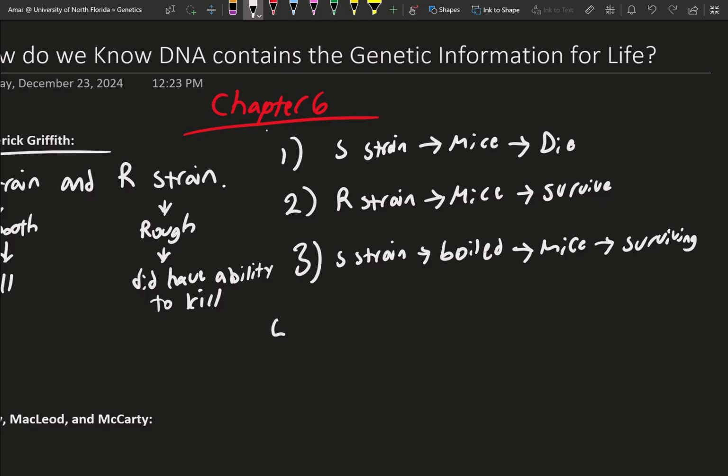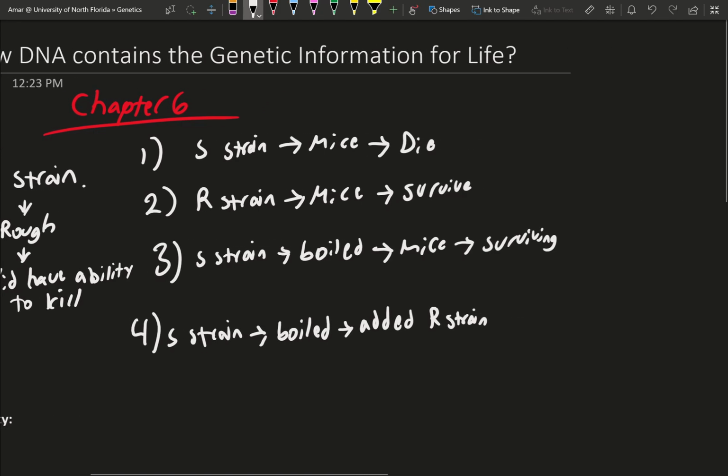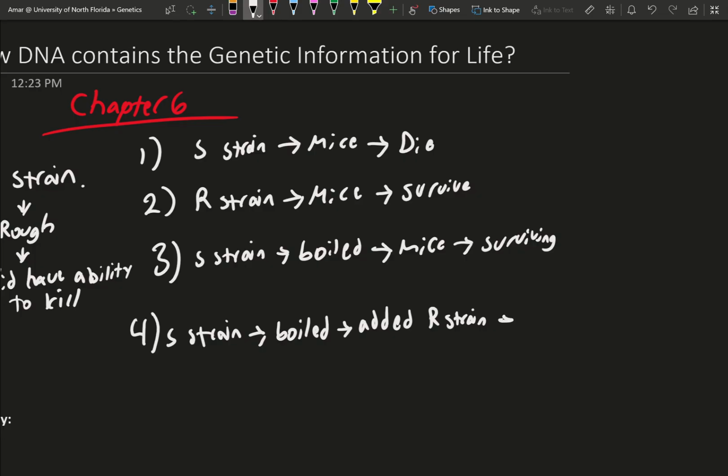But then the last one, which was really interesting, he took those S strain bacteria, first boiled them, and then in that same exact liquid, after boiling, added the R strain bacteria. And then he added this whole mixture back into the mice. And what happened was that these mice ended up dying.